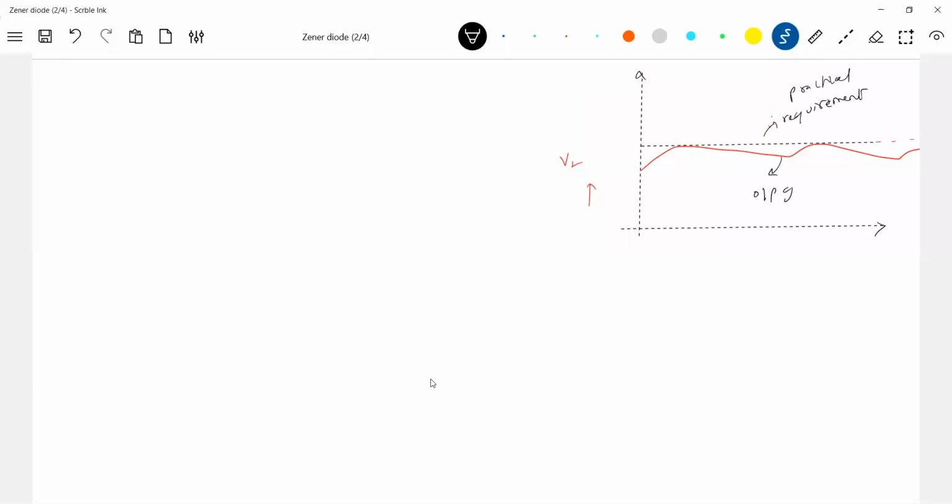Output generated by rectifier. Agree this? So this was our discussion. Now, how to make it almost constant? I'll bring the Zener regulator. So an unregulated voltage, it will regulate.